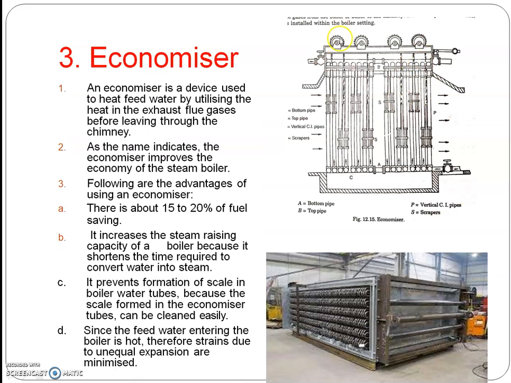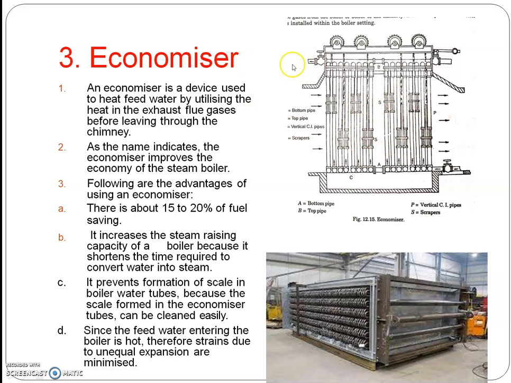In the next slide, we will discuss the economizer. The economizer is a device used to heat the feed water by utilizing the heat in the exhaust flue gases before they leave through the chimney. As the name indicates, the economizer improves the economy of the steam boiler. From the furnace, a large amount of flue gases goes to the chimney through the exhaust line, so we have to utilize the flue gases for a useful application.